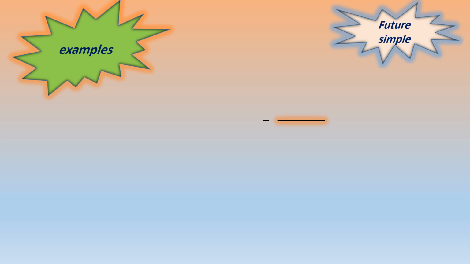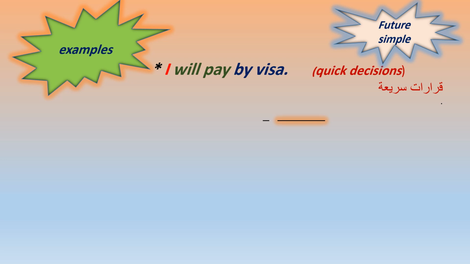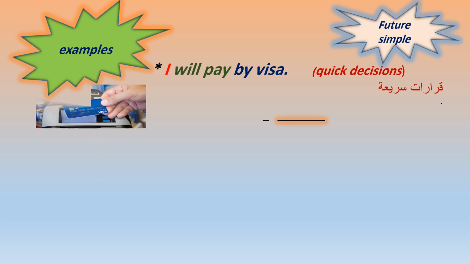Future simple tense زمن المستقبل البسيط. To know the uses of the future simple tense, please look at these examples carefully. لتتعرفي على استخدامات زمن المستقبل البسيط انظري إلى هذه الأمثلة. I will pay by visa. This is a quick decision. هذا قرار سريع. أنا سوف أدفع بواسطة الفيزا. ربما تكوني ذهبت إلى السوبر ماركت وفجأة لم تجدي معك نقود، بالتالي ستدفعين الثمن بواسطة فيزا. In this case في هذه الحالة سوف نستخدم the future simple tense.